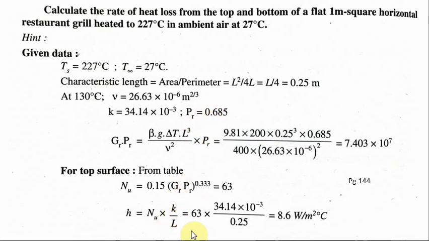So this is the equation. From this one we can calculate the H value. So 8.6 watt per meter square degree Celsius is the H value.